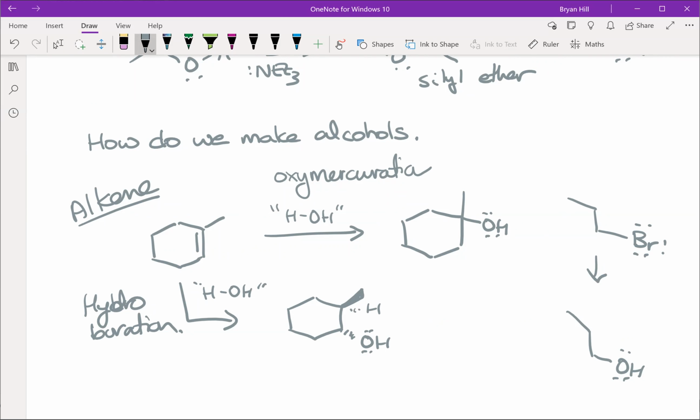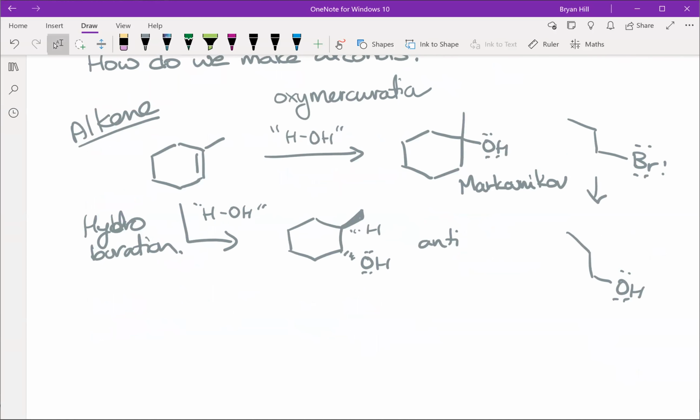In the oxymercuration, the OH group went on the more substituted carbon. In the hydroboration, it went on the least substituted carbon. So this one would have been a Markovnikov, and this one would have been the anti-Markovnikov, because the OH group was on the least substituted carbon. So you could make alcohols from alkyl halides. You can make them from alkenes. You can also make alcohols from other places as well. Alcohols was a good one to start with because it's got lots of fun things in it.